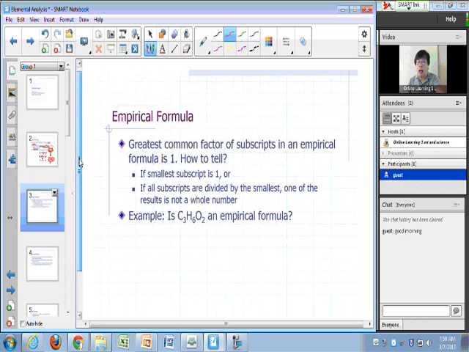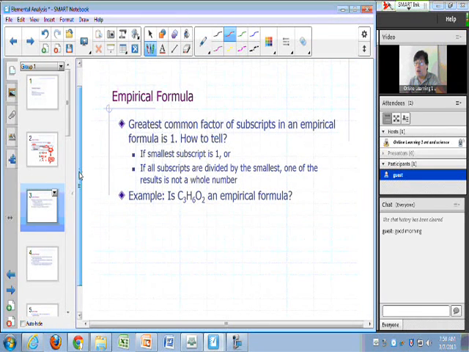All right. Now, how can you tell that the formula you have is an empirical formula? Okay. What you need to do is look at all the subscripts. Okay. And if the greatest common factor of all the subscripts is 1, then you already have your empirical formula. And how can you tell that? You can tell if your smallest subscript is a 1, or if none of the subscripts is a 1, what you try to do is you divide all the numbers by the smallest one, and if one of the results is a whole number, then that means you've already got the smallest possible set of whole numbers.